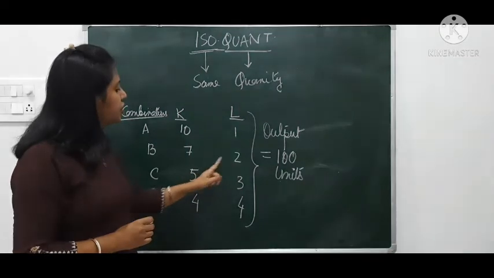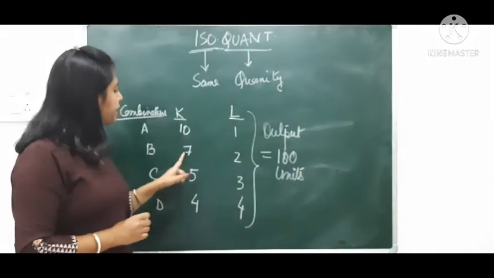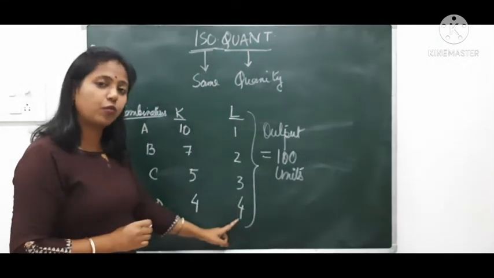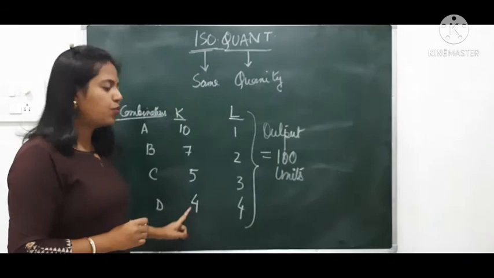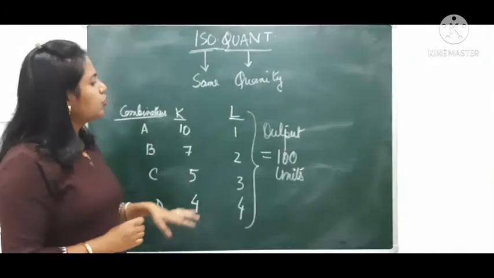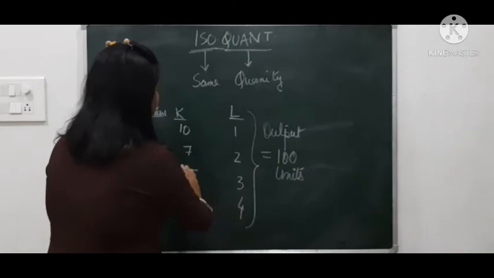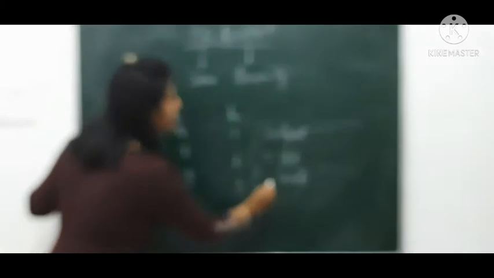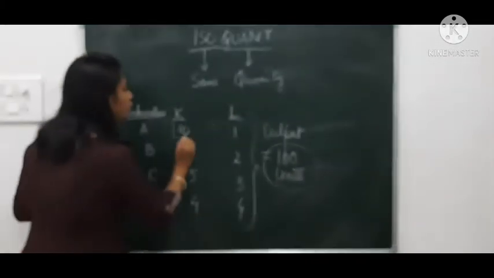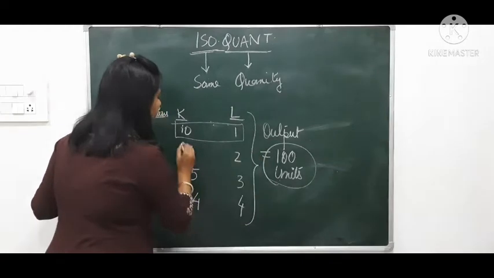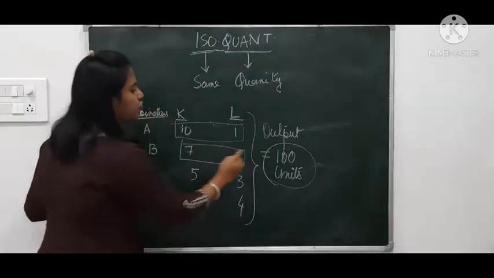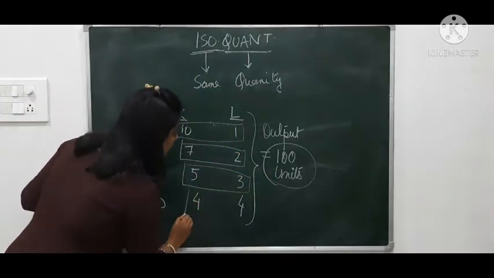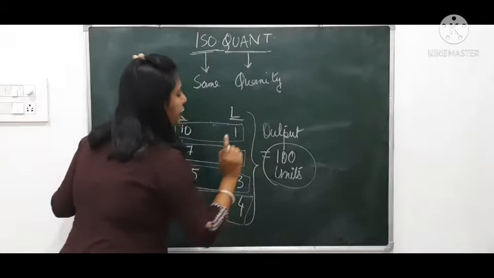In the third combination, I am increasing 1 more labor and reducing the capital. In the fourth combination, I am increasing 1 more labor but reducing some more capital. So this gives me different combinations of inputs which can produce the same output. If you choose this also, it is going to produce 100. If you use this also, it will produce 100. This also will produce 100 units.